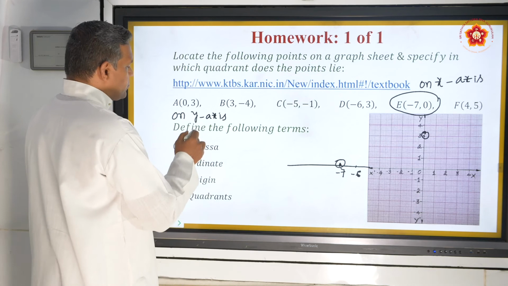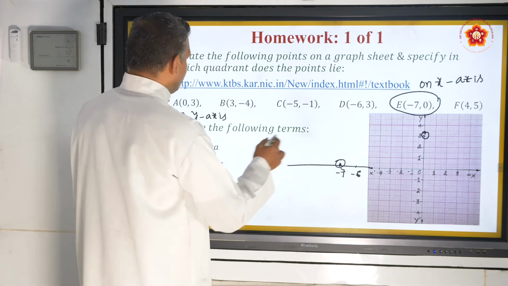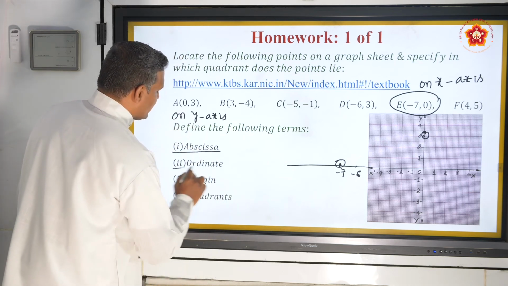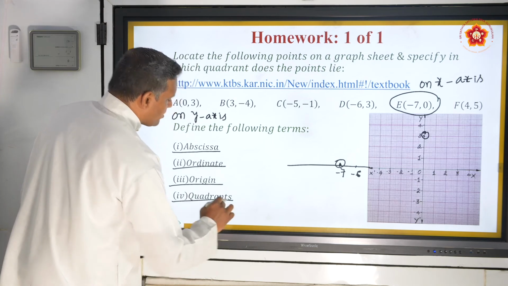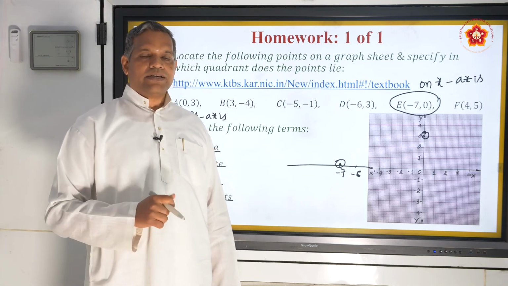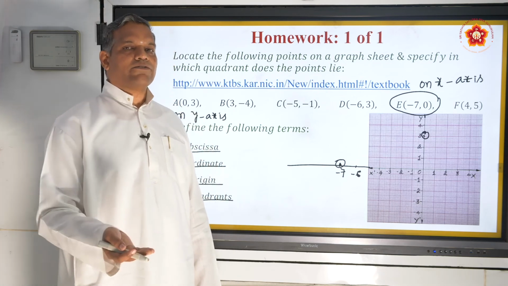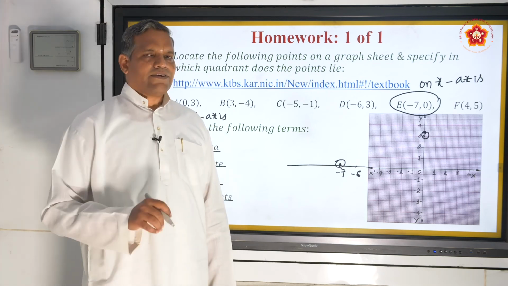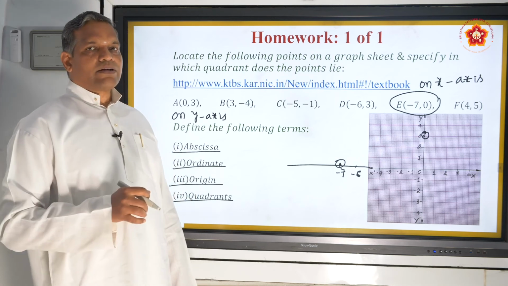Then you are supposed to define the following terms: abscissa, ordinate, origin, quadrants. You are supposed to give a definition. You may wonder, he did not explain and did not give the definitions, and he is asking. It's a very basic thing. The understanding part of it I have given.